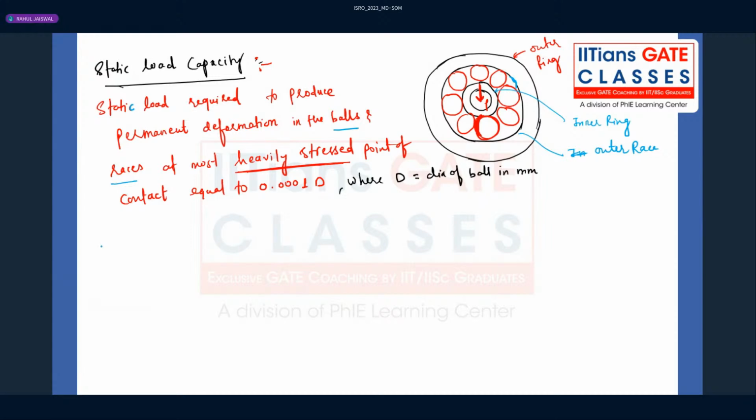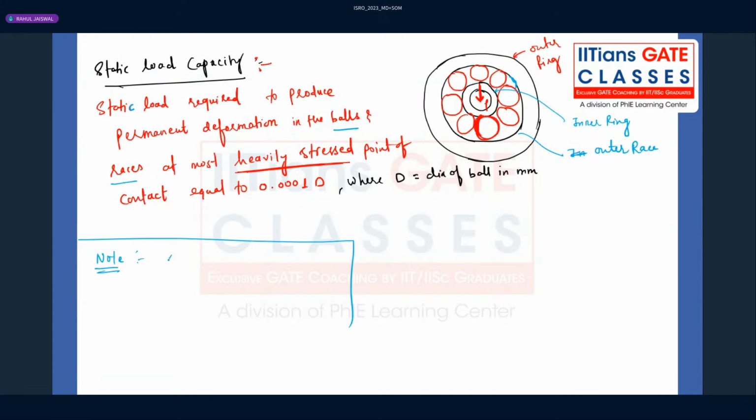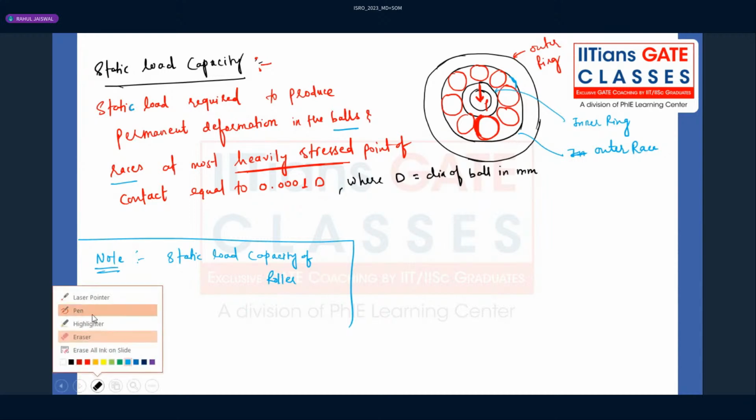right? Note down one more important thing here. Not only do we have the static load rating, what we call static load capacity of the ball bearing, we also have static load capacity of roller bearing. Because you might have seen in the design data book of ball bearings that you have C naught, you have C also, that is dynamic load rating as well as static load rating, right?